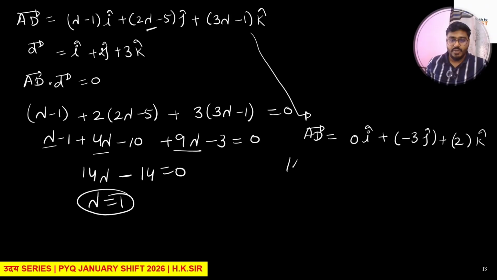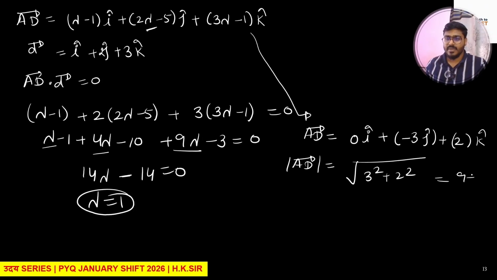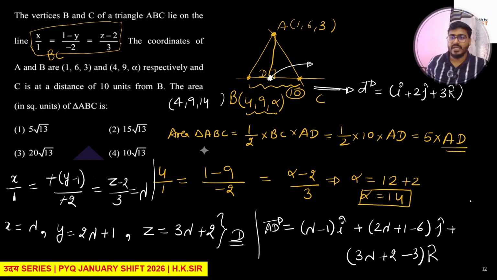So what is the magnitude of this AD vector? We have to find this length now, so we have to take the magnitude. So 3 square plus 2 square. 3 square is 9 plus 4, that is root 13. So what is the area of the triangle? Area of the triangle is 5 AD, so 5 root 13. So 5 root 13 means the first option is your answer.